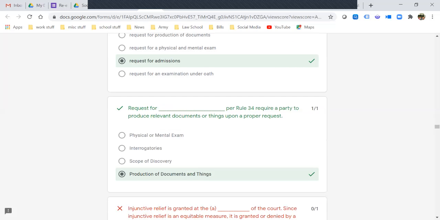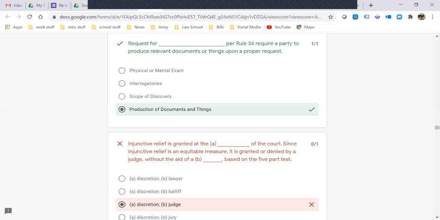All right. Rule 34 is production of documents and things. So Rule 34 requires a party to produce relevant documents or things upon a proper request.